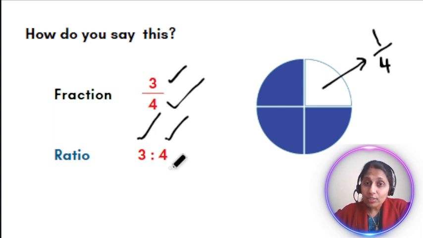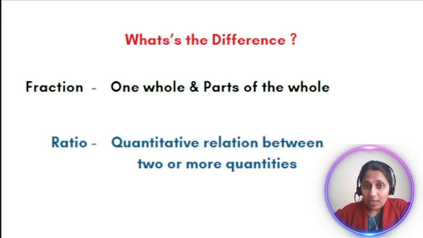But let's see what the actual definition says. Fractions represent the whole and the parts of the whole, whereas a ratio represents the quantitative relationship between 2 or more quantities.